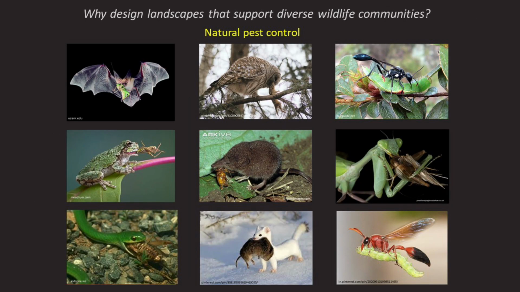Natural pest control is one. Many wildlife are voracious predators of insects and small mammals that we might consider pests around our homes and gardens. And if you're into organic gardening, managing your land to attract a diversity of natural predators is one of the best ways for controlling pests without chemicals.